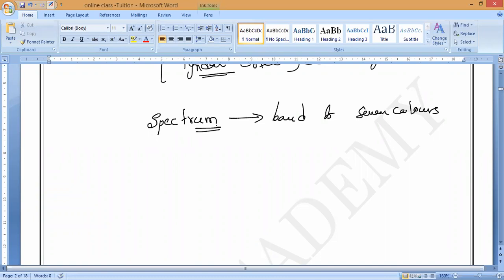As we know, every white light, whether coming from a bulb or from the sun, contains 7 colors. Is it yes or no? 7 colors is called a band of 7 colors. So if you look at the spectrum of white sunlight, it means a band of 7 colors.